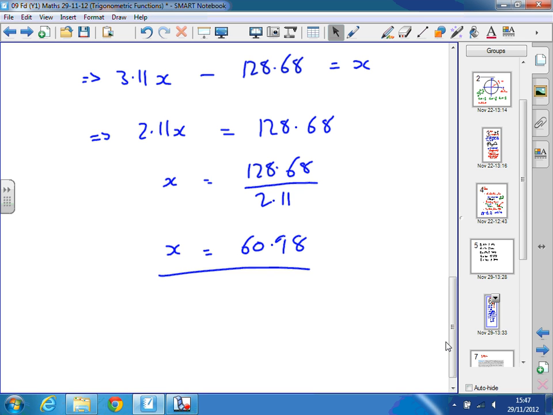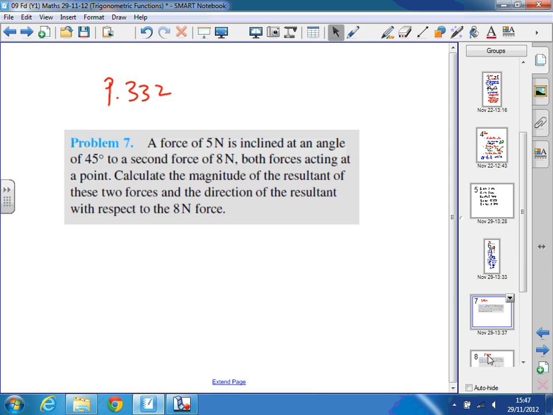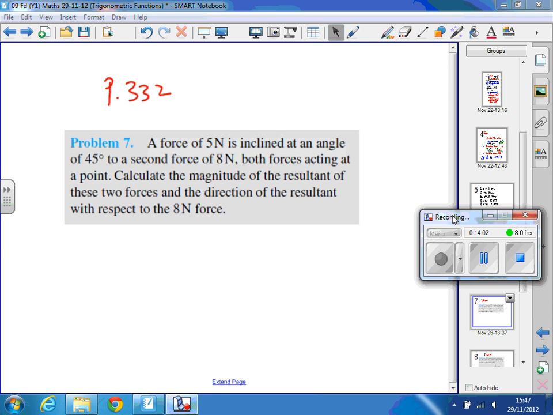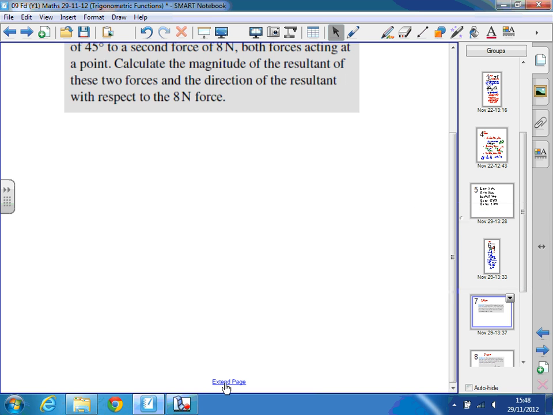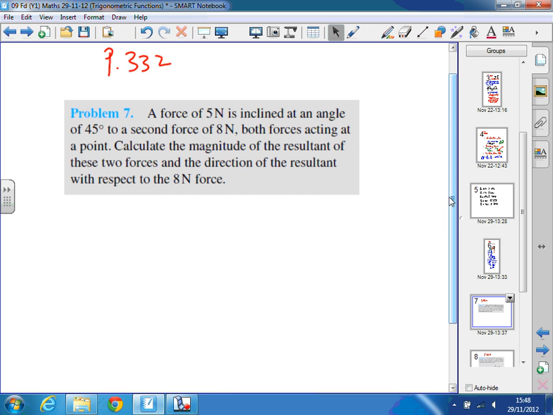Let's have a look at another example. Page 32, problem number 7. Again, we can do this problem, and it's in the textbook if you want to look at the way they do it, but let's try it together. We've got a force of 5 newtons inclined at an angle of 45 degrees to a second force of 8 newtons, both forces acting at a point. Calculate the magnitude of the resultant of these two forces and the direction of the resultant with respect to the 8 Newton force. This last bit is important.